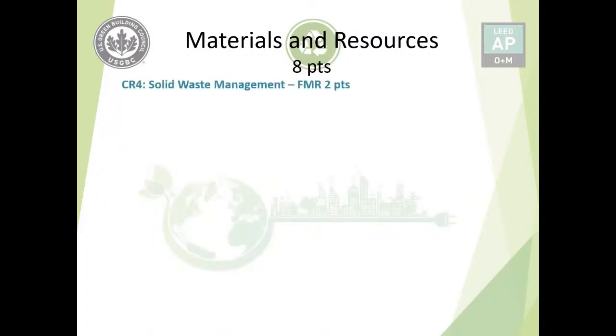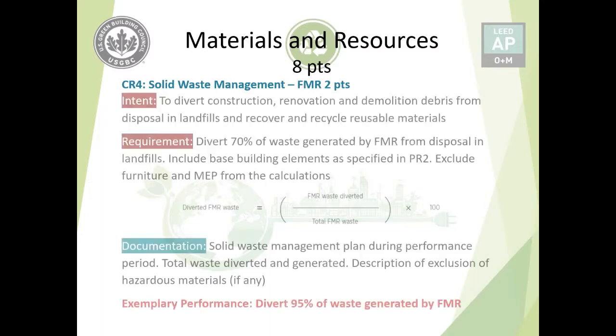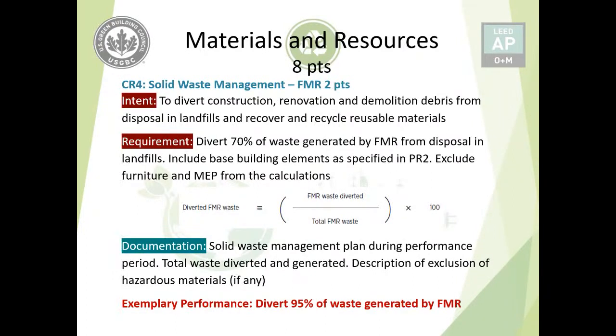So following the same pattern for facility maintenance and renovation, we've got two sections, waste management and the purchasing. So this credit is about the waste management for facility maintenance and renovation, which is to divert construction, renovation, and demolition debris, which might be generated from any activity that was going on for renovation and maintenance. And the purpose is to divert it from the landfills and try to use maximum by recovering or recycling the materials. The requirement is to divert 70% of waste generated.